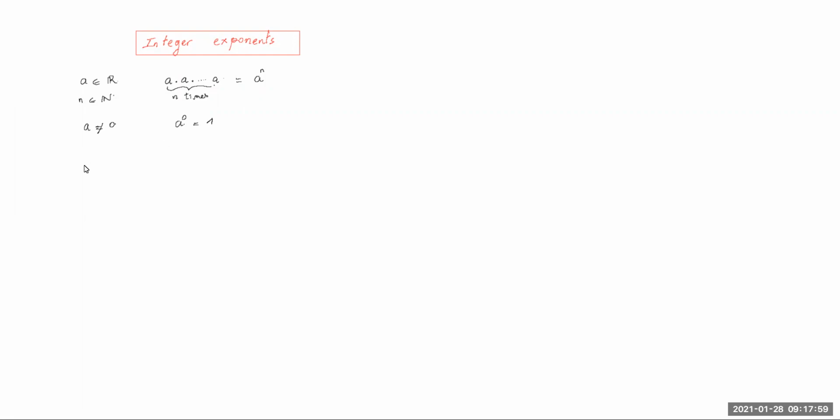So from the definition, we can establish many properties on exponents. We call them the laws of exponents. I will just write some of them. You don't have to memorize everything, but good practice allows us to think about them and use them well.